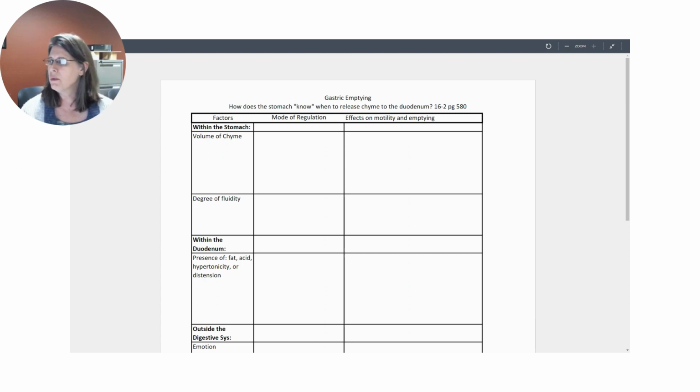And so basically what we want to know is, how does the stomach know, and I put that in quotes, when to release the chyme into the duodenum? You can look at table 16.2 in the textbook, and that's page 580. So again, how does it know? It means what triggers does it use to release that content in the stomach, the chyme?